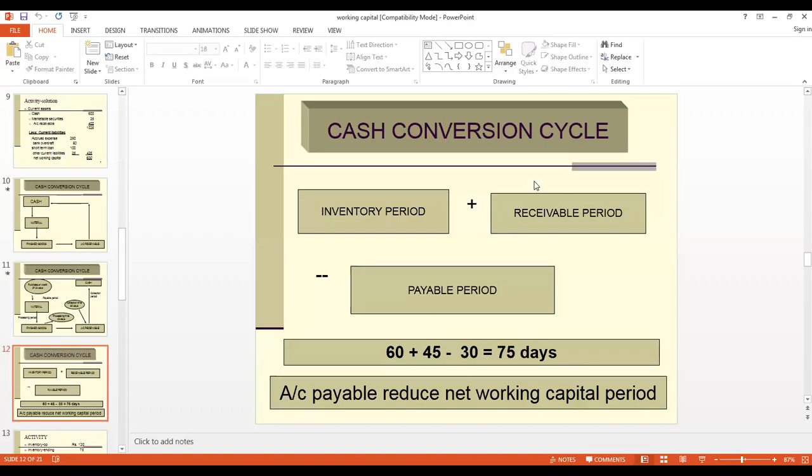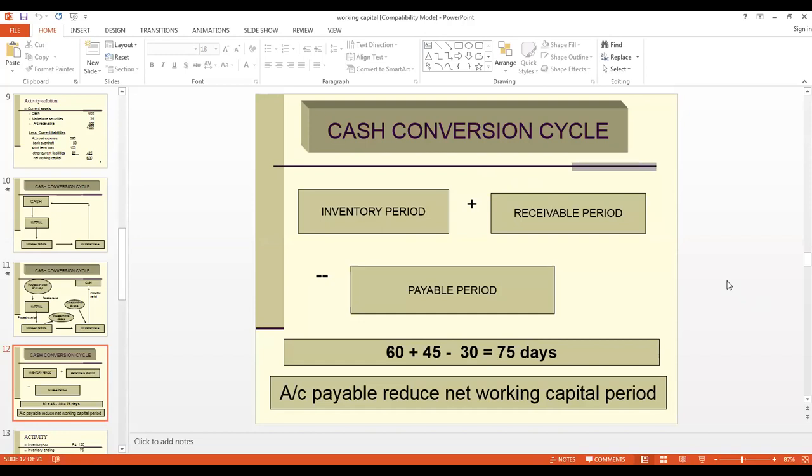So in the previous working capital discussion, we reached the level that the cash conversion cycle plays an important role in business, and we can calculate the cash conversion cycle with the help of three components. The first one is inventory period, the second one is receivable period, and the third one is payable period.